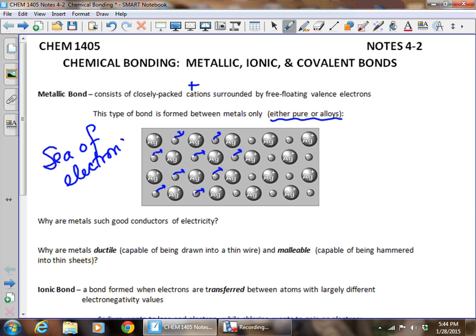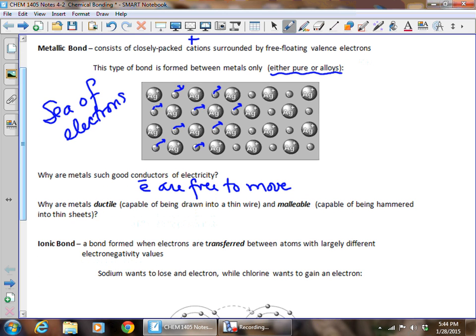This ability of the electrons to move is what gives metals much of their characteristics. They're good conductors of electricity because the electrons are free to move. We end up having ductility. Something that's ductile, remember, is capable of being drawn into a thin wire. And if it's malleable, so two characteristics of a metal, they're capable of being hammered into thin sheets.